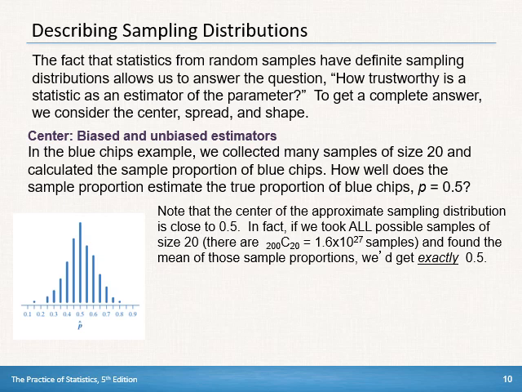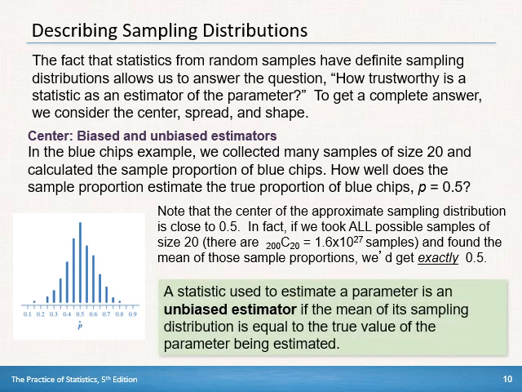We would find that the mean of the sample proportions, in other words the dot plot that we have, would be a normal curve. The middle, or the mean, of that sampling distribution, the mean of all of the sample proportions, would be exactly 0.5. This is the beginning of the idea of what we call an unbiased estimator. A statistic used to estimate a parameter is an unbiased estimator if the mean of the sampling distribution, again ours pictured here is an approximate sampling distribution, is equal to the true value of the parameter being estimated.